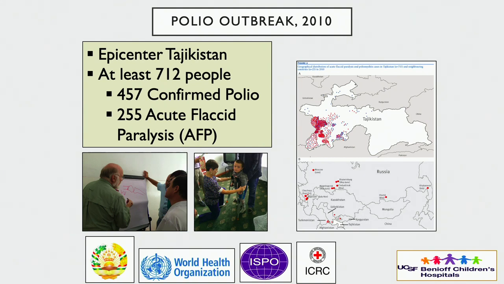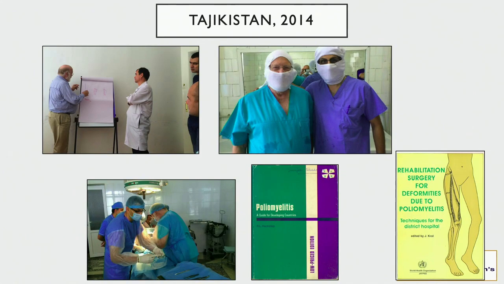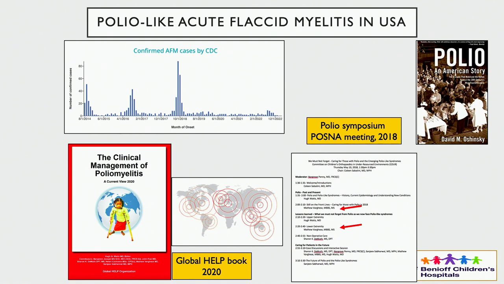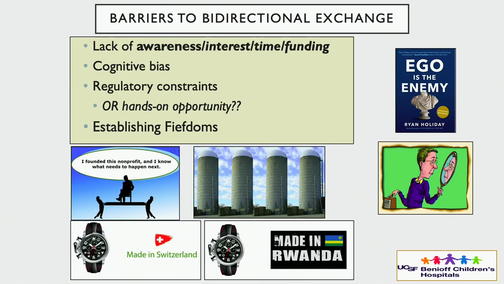But this is just a story about polio and enterovirus and how it went full circle. I'm just going to speed through this. I went with my mentor to Tajikistan when there was a polio epidemic. Long story short, full circle, there was an enterovirus epidemic, and Colleen was part of this project. It ended up being a payback to the high-income countries.